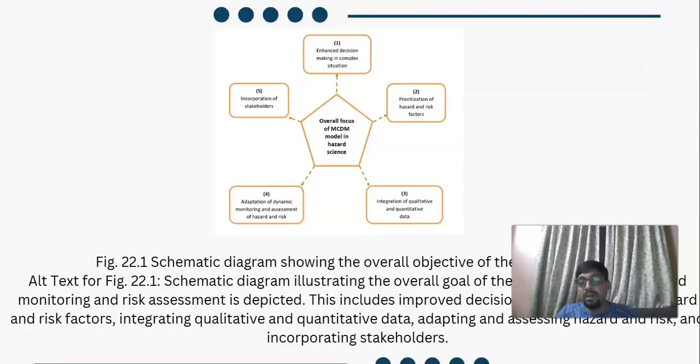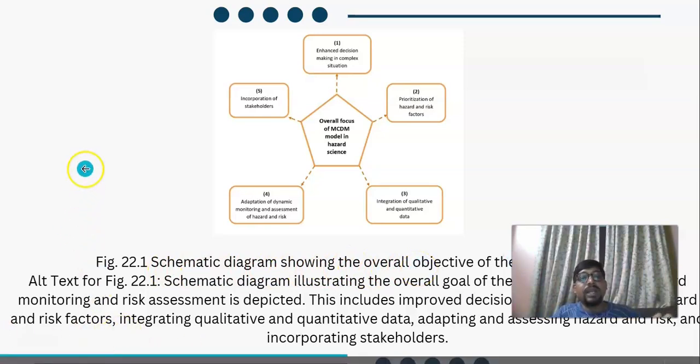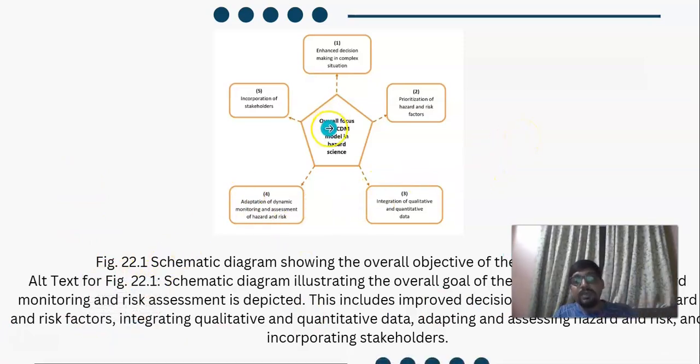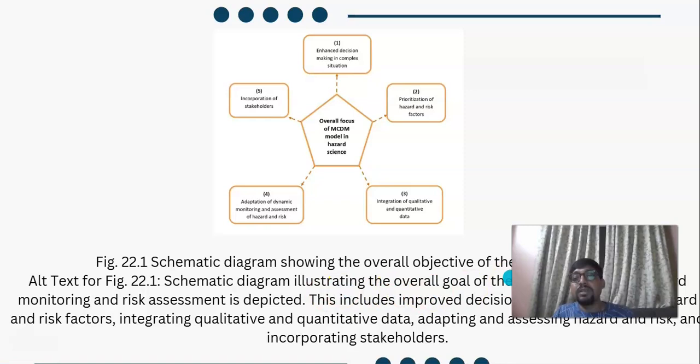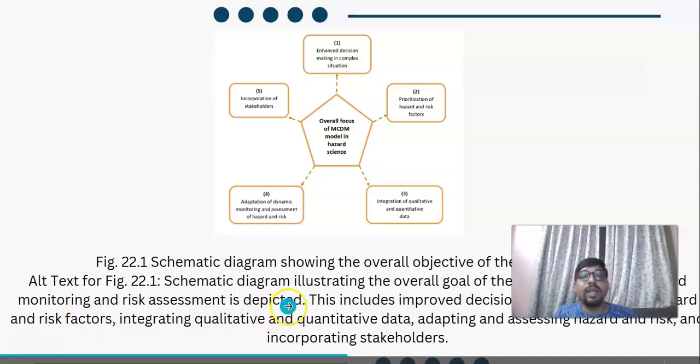Right? Here are some examples I have prepared for my paper. See here, this is text. These are the overall focus of the MCDM model in hazard science. This is a schematic diagram, so my figure caption is: schematic diagram showing the overall objective of the MCDM method. I have prepared the alt text like this: alt text for figure 22.1, schematic diagram illustrating the overall goal of the MCDM method. For what purpose? For hazard monitoring and risk assessment is depicted.